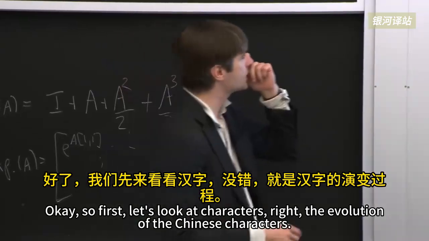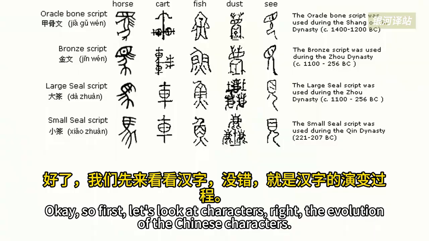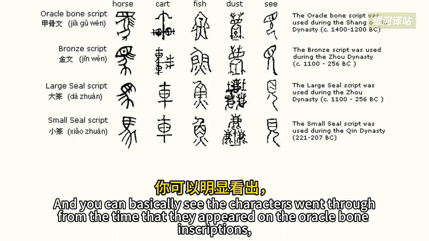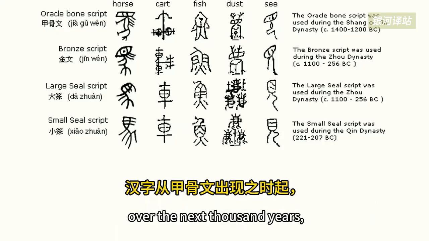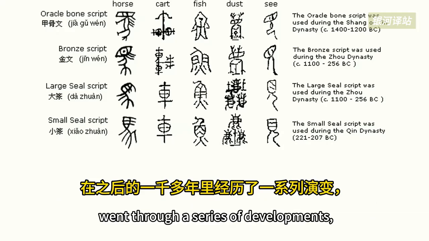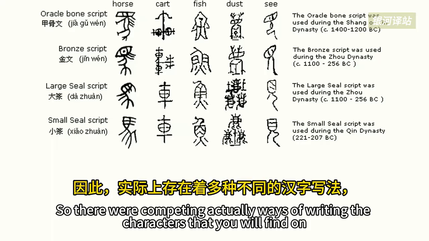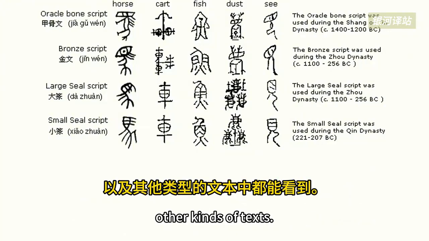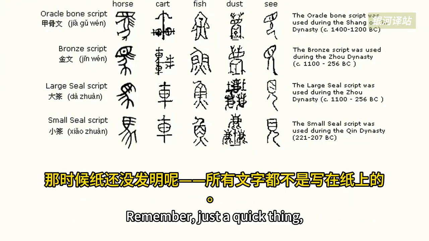So first, let's look at characters, the evolution of the Chinese characters. I think I left off on Monday with this. You can see the characters went through a series of developments over the next 1,000 years from the time they appeared on the oracle bone inscriptions. There were competing ways of writing the characters that you will find on bronze inscriptions, for instance, and other kinds of text. Remember, just a quick thing, paper has not been invented yet.